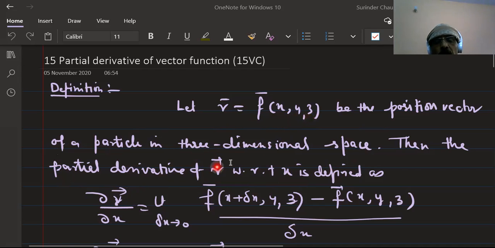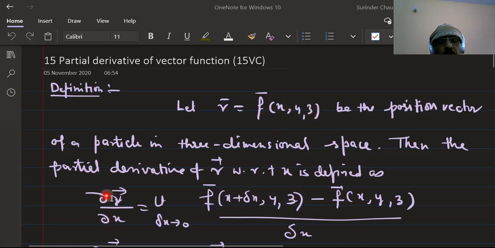Now if we remove y and z from this, then R becomes a function of one variable, meaning the motion will be along one direction. If we remove z, R is a function of x and y, meaning the motion of the particle or insect is on a plane, like the wall of the house or the face of the blackboard. And if R is a function of x, y, and z, three independent variables, then the particle or insect is moving or flying in space.